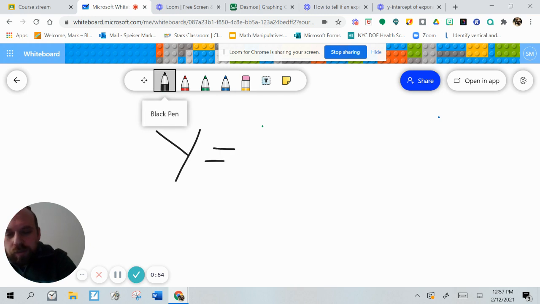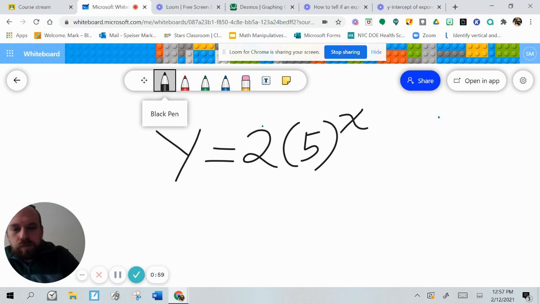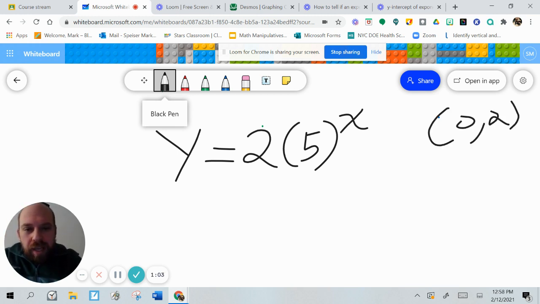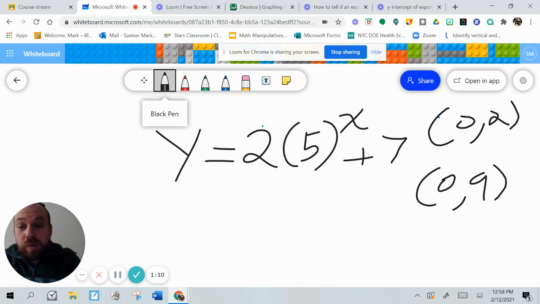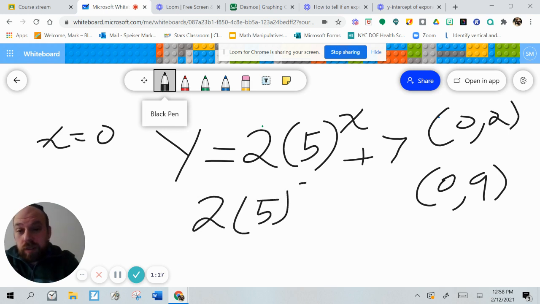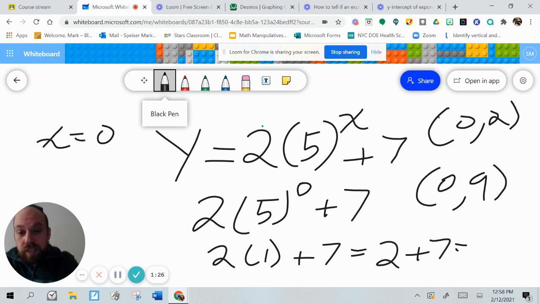So if we get y equals 2 times 5 to the x, right now the y-intercept is (0, 2). By adding, let's say, 7 to it, the new y-intercept will become 9. Let's see why. Remember, the y-intercept is at x equals 0. So 2 times 5 to the 0 plus 7. 2 times 1 plus 7, because 5 to the 0 is 1. 2 times 1 is 2. 2 plus 7 is 9.